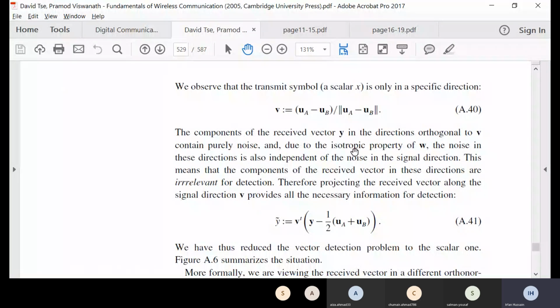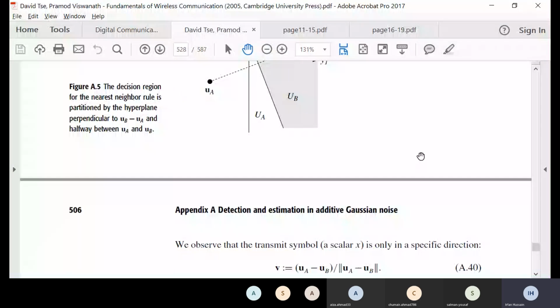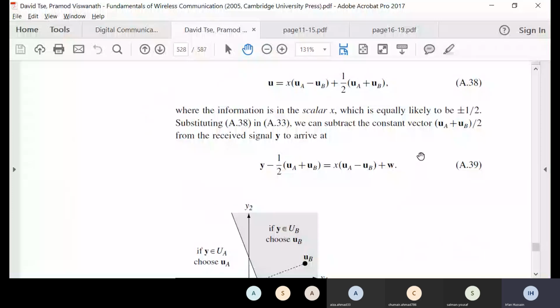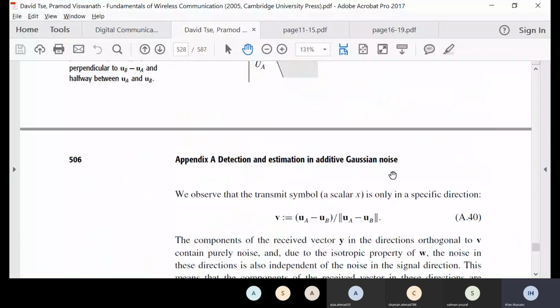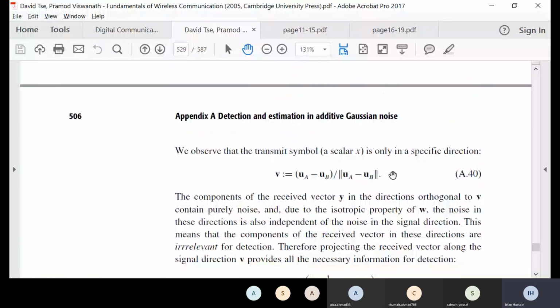So the receiver in directions orthogonal to V contains purely noise. Due to the isotropic property of W, the noise in those directions is also independent of the noise in the signal direction, because W is actually a vector. It is the received noise in all the values of the Y vector, with variance N0 by 2 if it is only working in the real space, and they all are independent of one another.